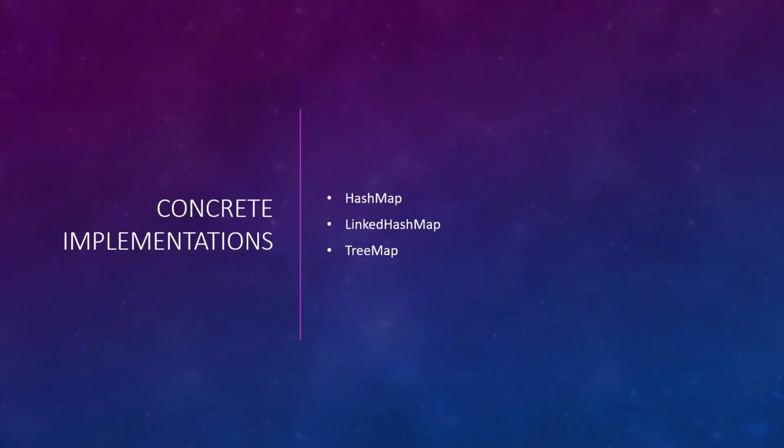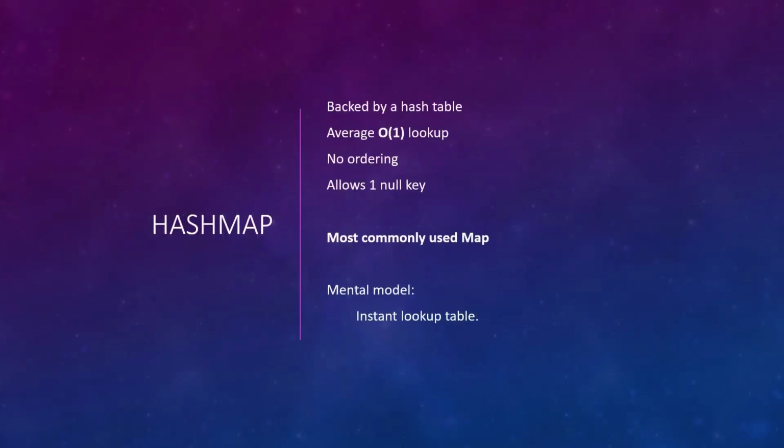Here are the concrete implementations of the Map interface. We have HashMap, LinkedHashMap, and TreeMap. Let's talk about HashMap. HashMap is backed by a hash table. Essentially, the way that a hash table backs a HashMap is that each key has its own hash code. So we match the hash codes with the keys using this HashMap. And each key has a unique hash code. That's how we keep the keys unique.